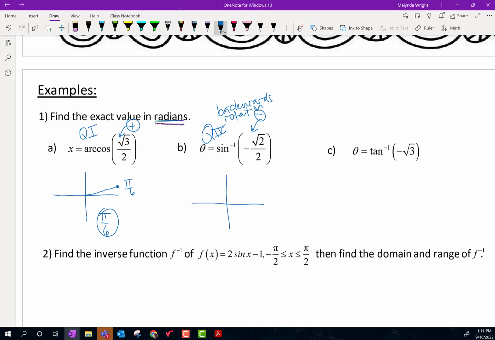Now root 2 over 2, all the root 2 over 2's, which special triangle does that map to? 45, 45, 90. So we're talking about right here, right? And we count in pi over 4s. Now, I am not allowed to go through here. I'm supposed to go backwards. So this would be 1 pi over 4, negative 1 pi over 4. Okay, are we okay so far? All right, so my answer is negative pi over 4.